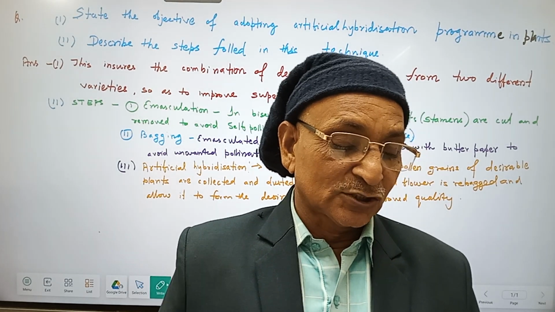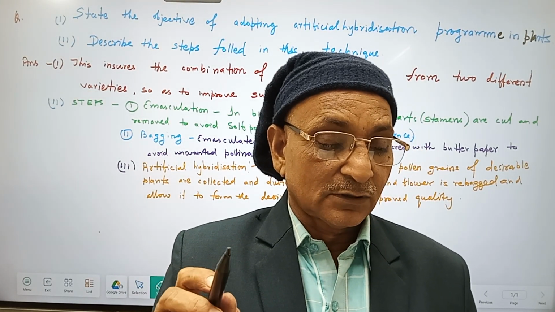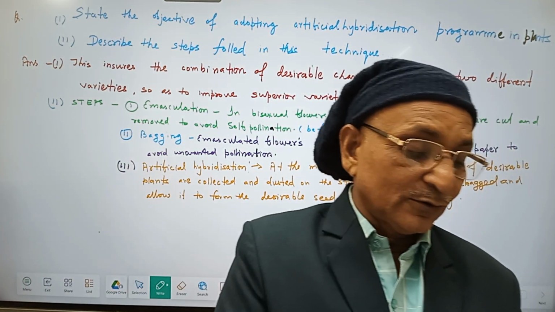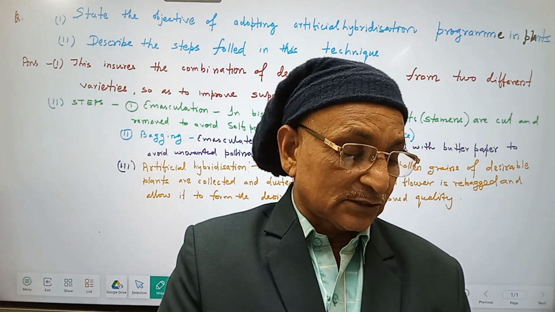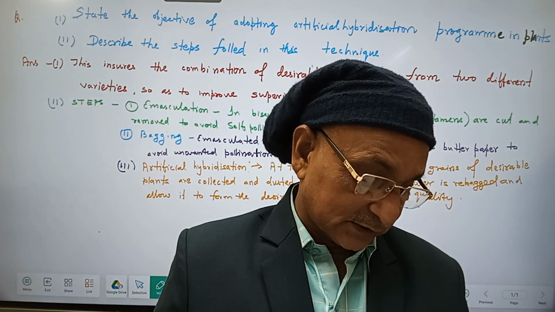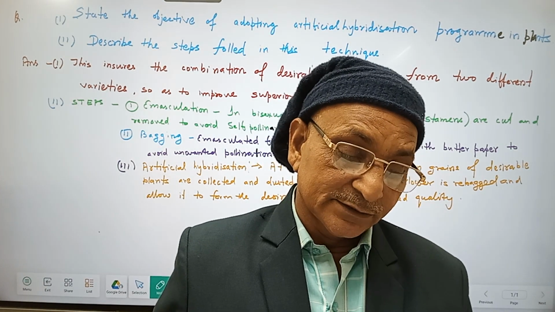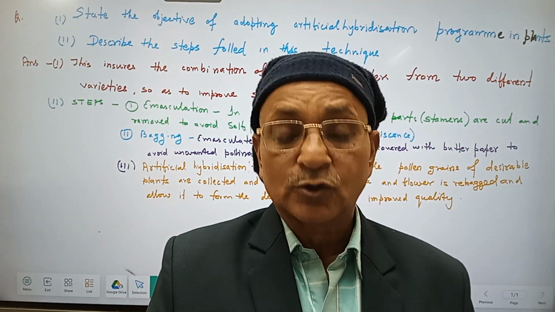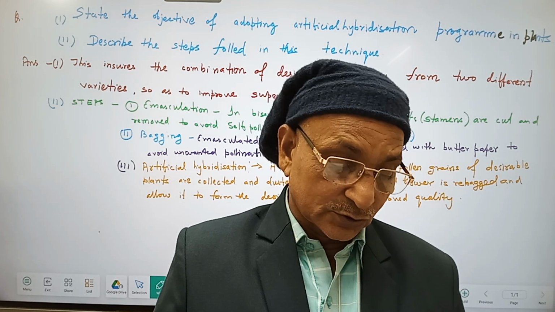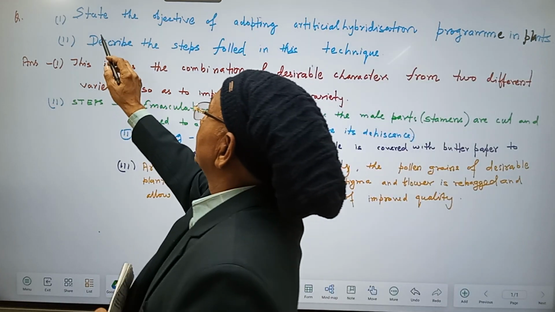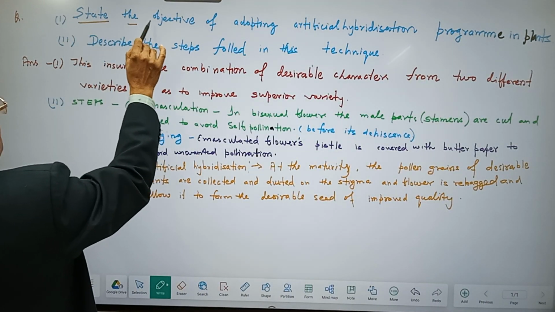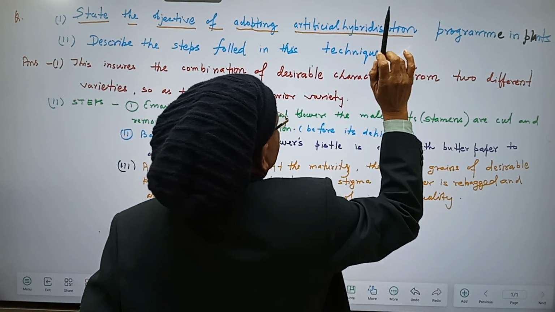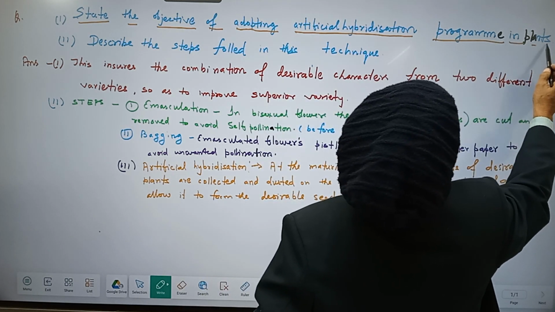Students, I am going to describe one long answer question from section D of the Class 12 biology paper. This is a board question. The question is, state the objective of adopting an artificial hybridization program in plants.